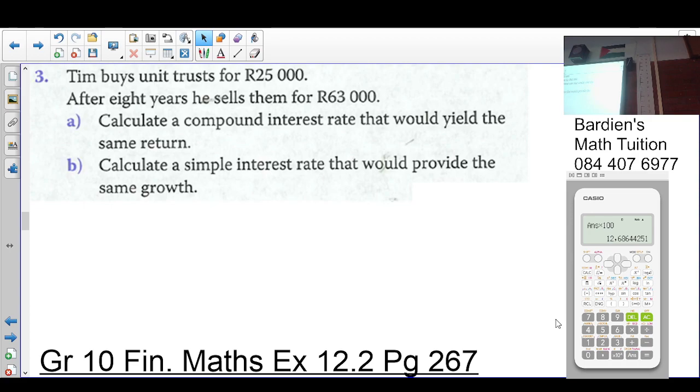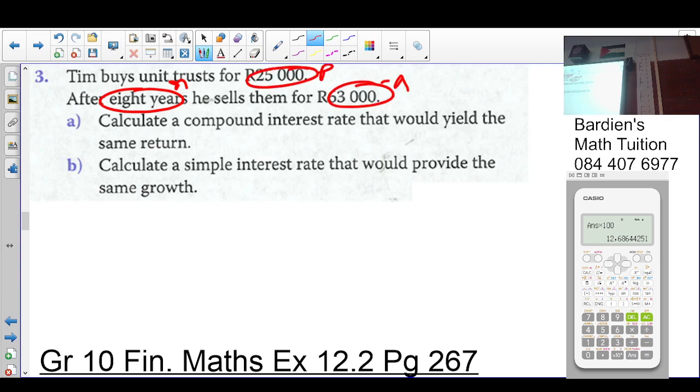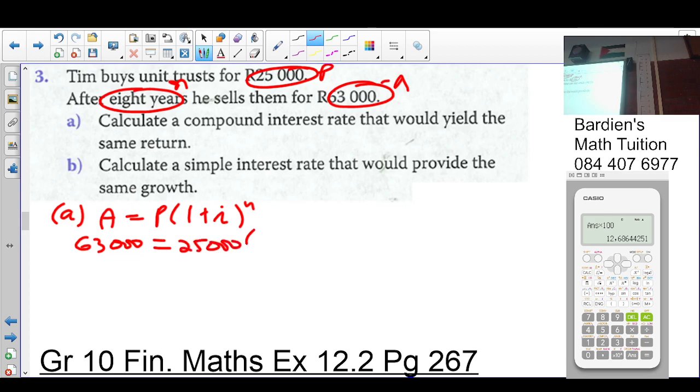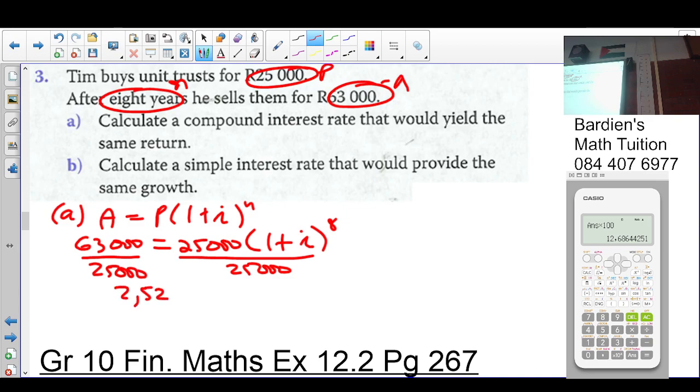Thank you, sir. Alright. Tim buys a unit trust for 25,000 rand after 8 years, so n is 8. He sells them for 63,000. Calculate the compound interest rate that would yield the same return. So A is equal to P into 1 plus i to the n. So 63,000 rand equals 25,000 into 1 plus i to the exponent 8. If I divide both sides by 25,000, 2.52 is equal to 1 plus i to the 8.